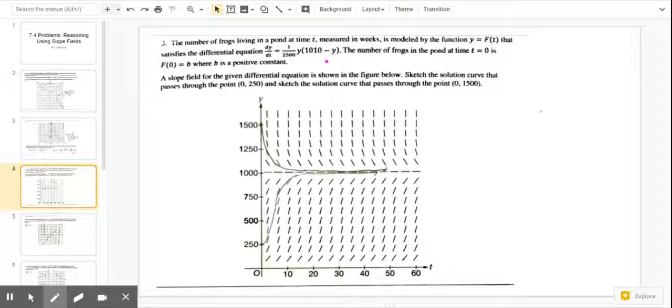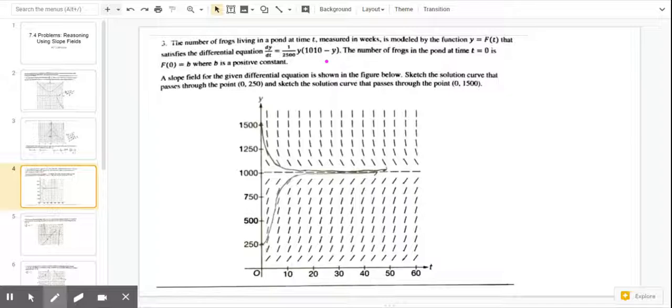Essentially what's happening here is if you have over 1,000 frogs, that's too much for the environment, so the population is going to go down, and it's going to taper off and go towards 1,000 because that's like the ideal amount. If you have less than that, then there's room for the population to grow in the environment, so it's going to go up, and then again it's going to taper off around 1,000 because that's where it's good. And that's about the extent of what I know about frog population.